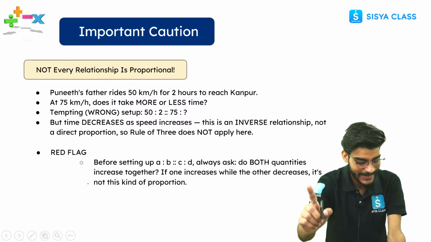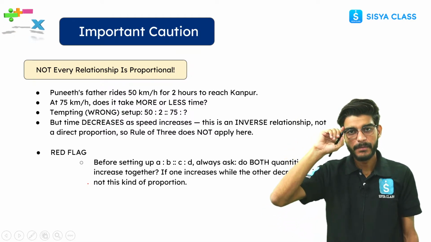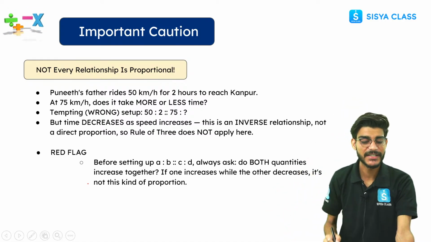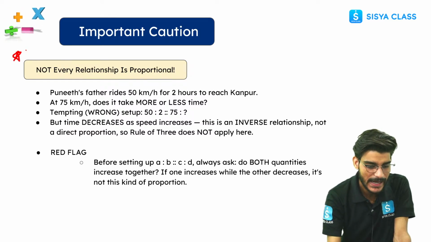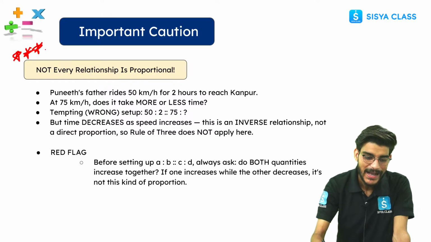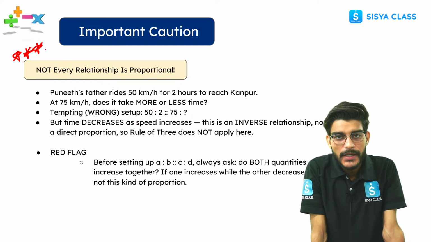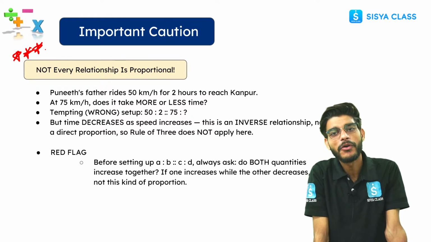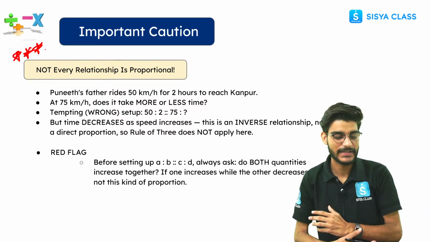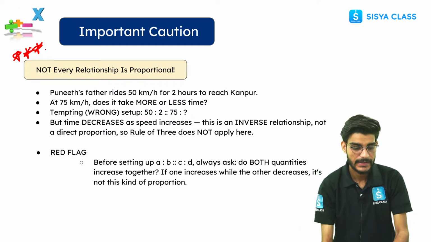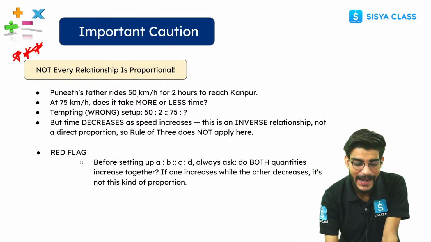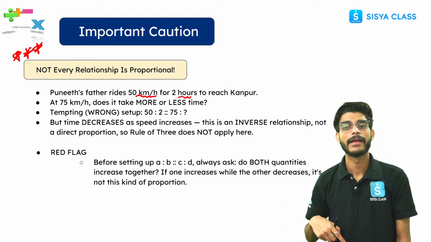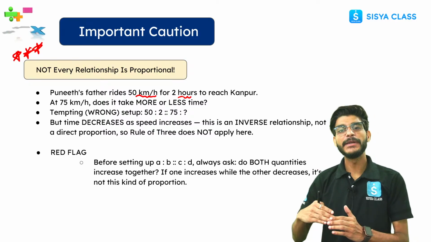Now let's come to one important caution that you have to keep in mind. What I was doing till now, not every relationship is proportional. This is the star mark. If I ask you, is every relationship proportional or not? Some can be inversely and some directly proportional. See how. Suppose Puneet's father rides at 50 km/h for 2 hours to reach Kanpur. Okay. Now what happens if the speed changes?